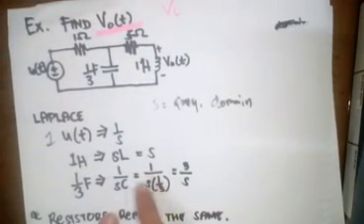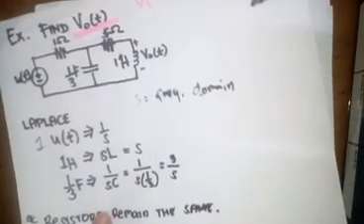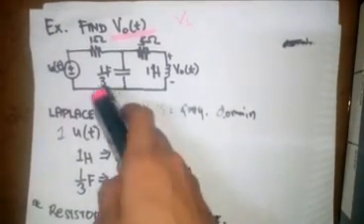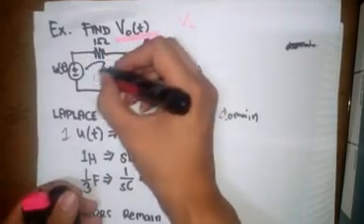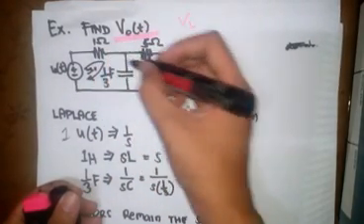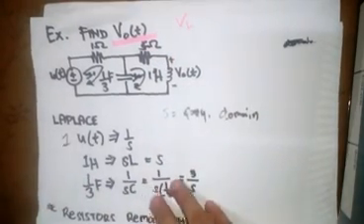So now that we have transformed it, the next step is to solve the circuit using any circuit analysis technique. Here, I think we have to use mesh analysis so that we get the current I1 here and current I2 here.